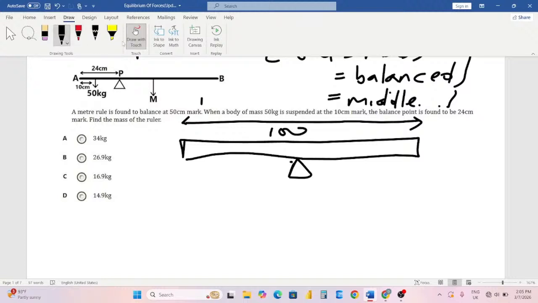When a body of mass 50 kg is suspended at the 10 centimeter mark, so where will our 10 be? This will be our 10 centimeter. You know, it starts from 0 to what? 100. So when a mass of 50 kg is suspended at the 10 centimeter mark, so this is our 10 centimeter. So now we have about 50 kg.